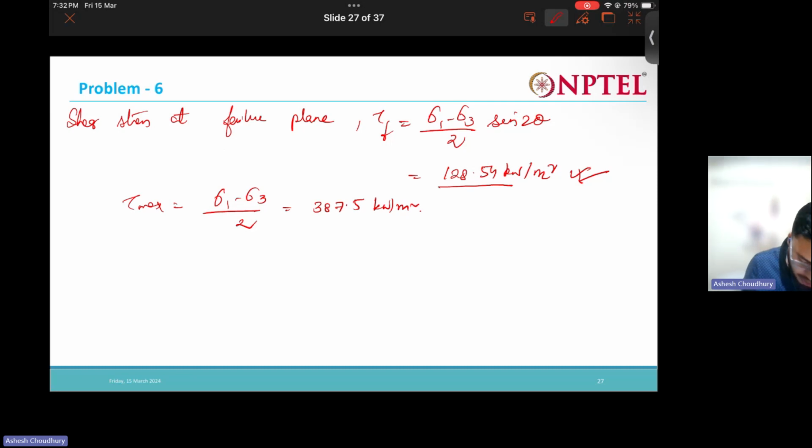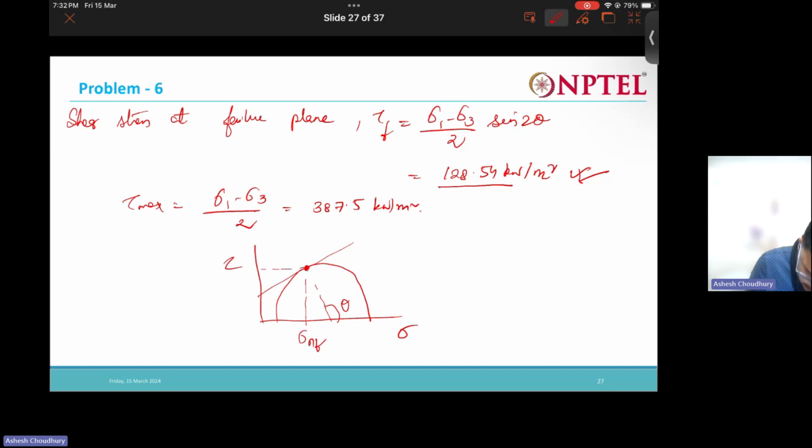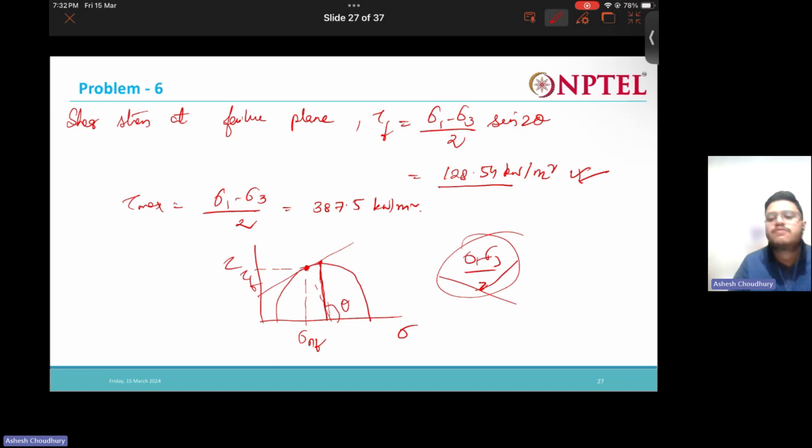Okay. So say this is the failure plane like this, and this is my theta. At this point a critical combination is achieved, with sigma nf and this is our tau f. But what is the maximum shear strength? The maximum shear strength is this one. It is the radius, nothing but sigma 1 minus sigma 3 by 2. But the soil does not fail at that point.